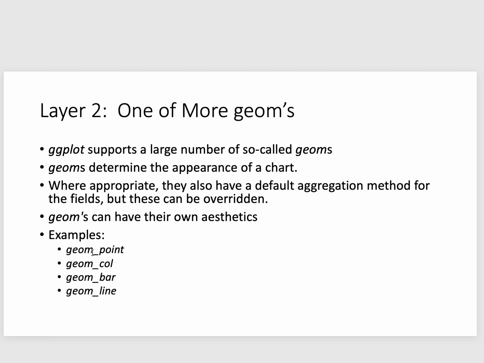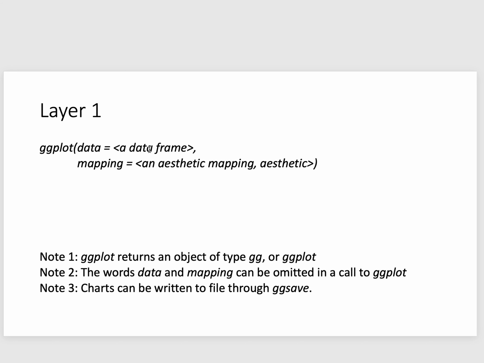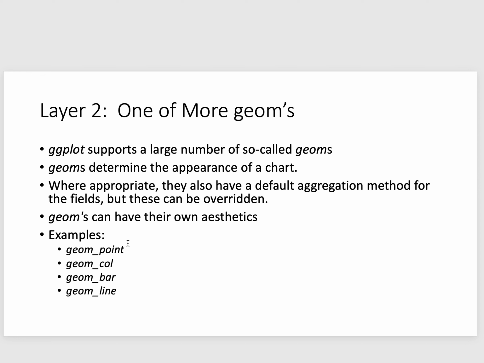So if you want to combine, for example, a point chart with a column chart, then you don't have to put all of the mappings, all of the fields you want, in the mapping that you included in the original call to ggplot. Now you can have an additional aesthetic in the second geom that you called, and we'll see how that works in a minute.